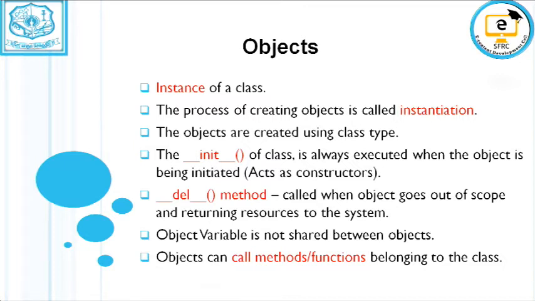To initialize the values of the objects, you use the init method. If I do not want to make use of an object in memory and can return the resources to the system, I can use the del method. So the init and del methods should be encapsulated inside the class declaration when you create a class, for automatic initialization and deleting the object when it is no more in use. Object variables need not be shared between different objects created for the same type of class. Objects can call methods and functions belonging to the respective class once they are created.